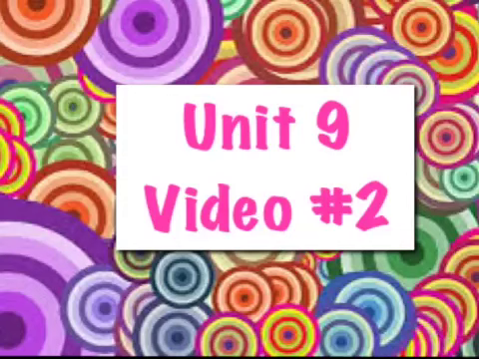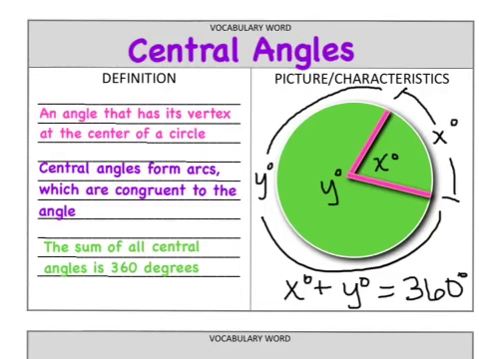Okay, let's talk more about circles. Unit 9, video number 2, grab those vocab books. Okay, we only have one vocab word today. It's central angles. Central angles.